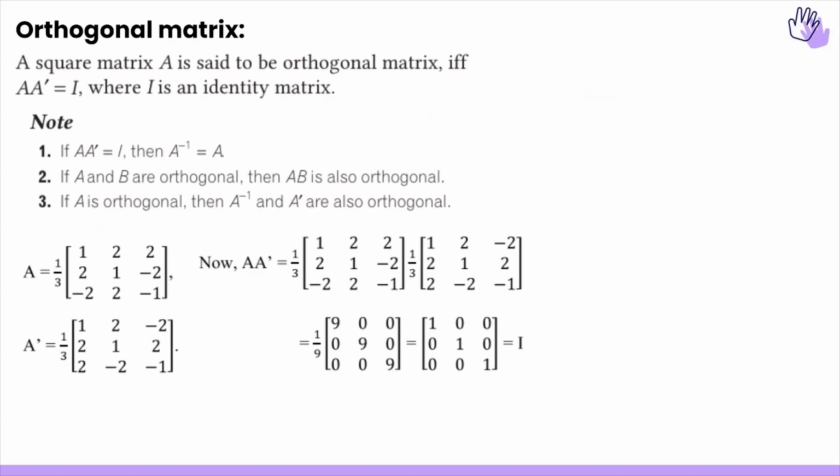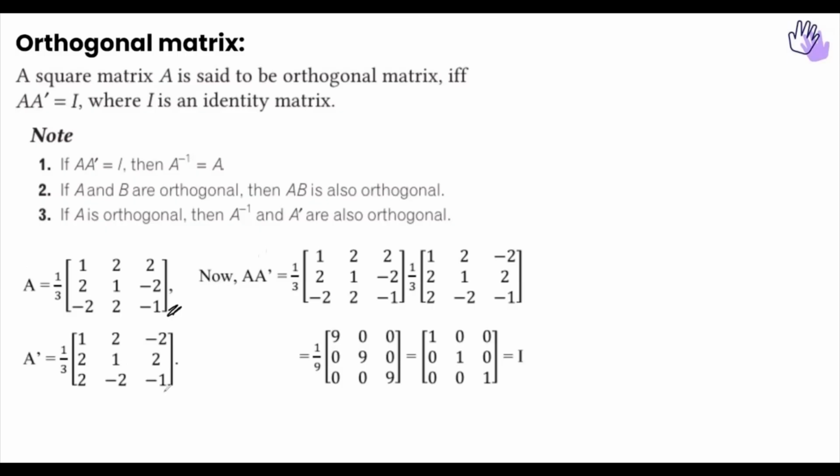If A times A bar is equal to I, then A inverse will be equal to A bar. If A and B are orthogonal, then AB is also orthogonal. If A is orthogonal, then A inverse and A bar are both also orthogonal. Orthogonal is very simple: if I give you a square matrix, you take its transpose and multiply both, and if you get an identity matrix, you can term that matrix an orthogonal matrix. In this example, you have this as your A and this as your A bar. If you multiply them, you finally get I, the identity matrix. Therefore, A is an orthogonal matrix.